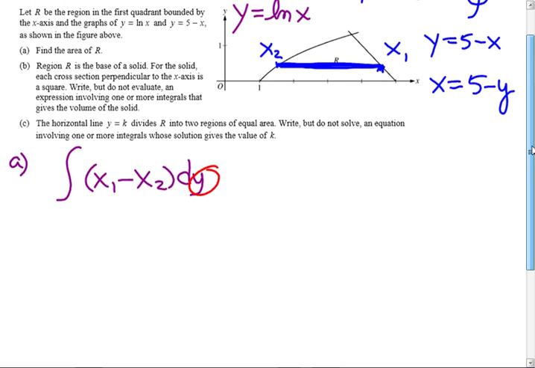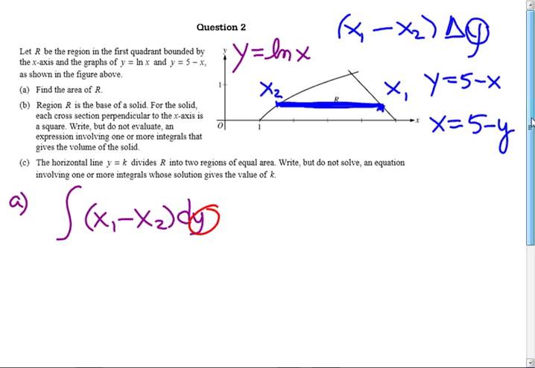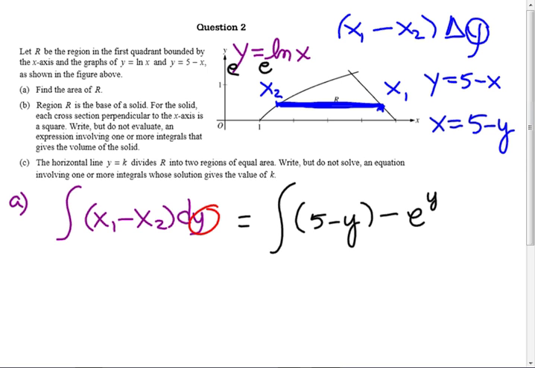This is a calculator problem. So what is my big X value? That's pretty easy. It's the integral, and it's this one, 5 minus y, minus the other one. What is x here in terms of y? That's right. That's e to the y. dy. Is that okay? Yep. Get 1 point for that.